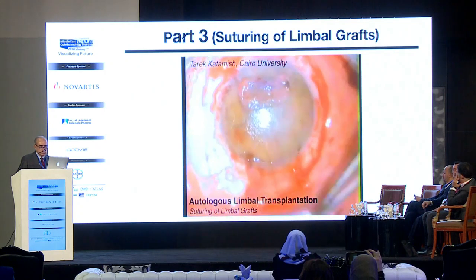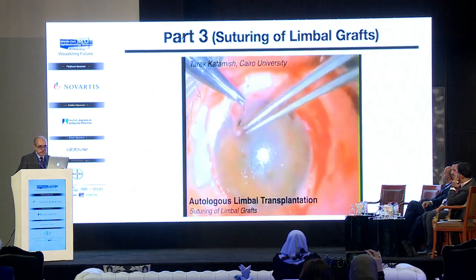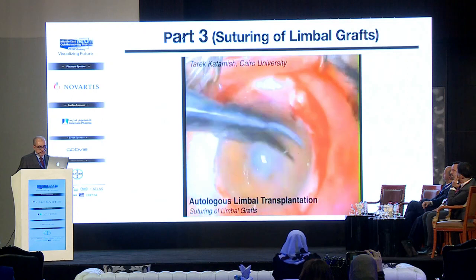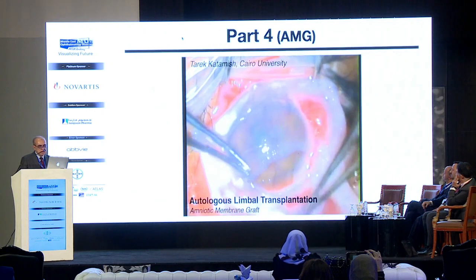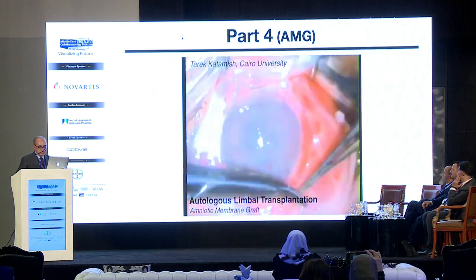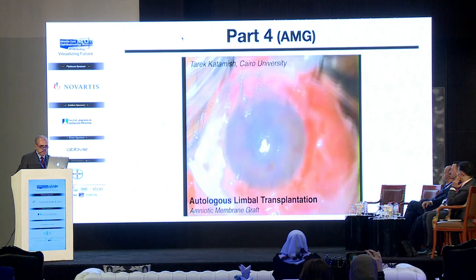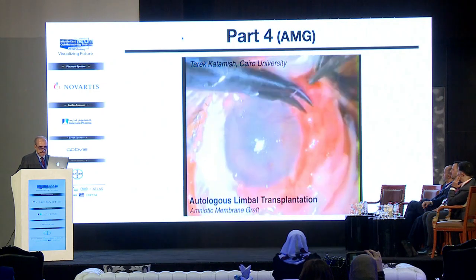And we try to approximate the conjunctiva as much as we can. We don't want to leave too much raw area. And then at the end, we'll cover by amniotic membrane graft. This is a very important step. Of course, if you have fibrin glue, it will be great. But if you don't have it, you can suture it with 7-0 Vicryl sutures.